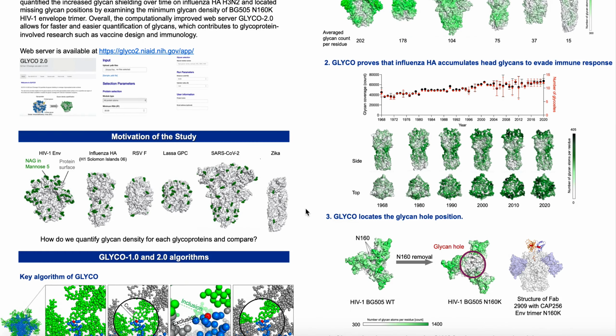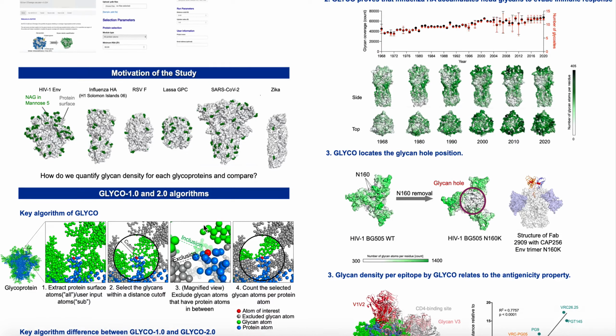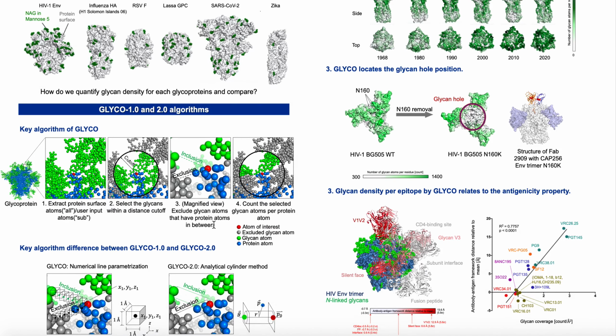As for the motivation of the study, I brought some of the glycoproteins with some glycans. We wanted to develop a program to calculate the glycan density of glycoproteins and get the value so that we can compare the glycan density between different glycoproteins, or within the structure, which part is high in glycan density or which part is low in glycan. Below, I have the algorithm of the GLYCO program.